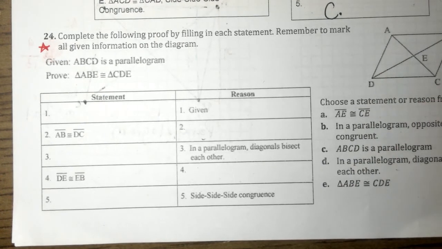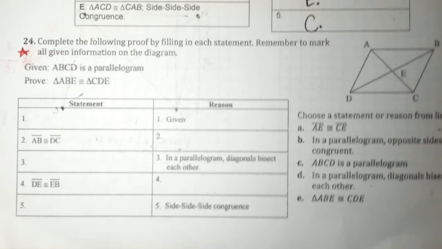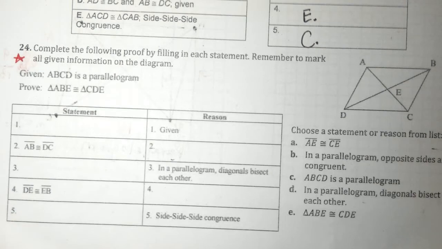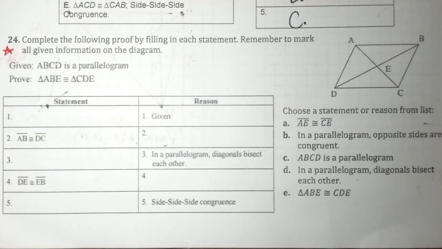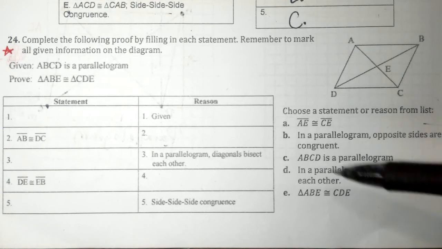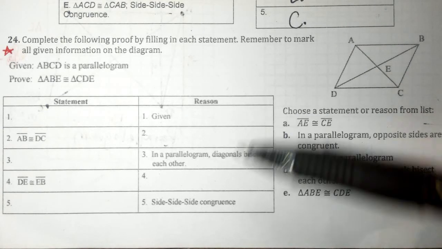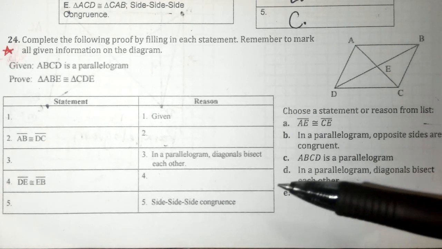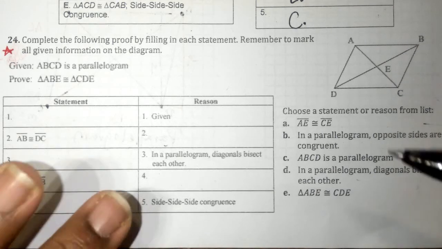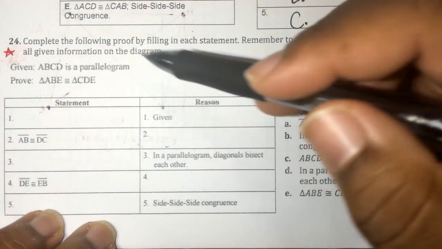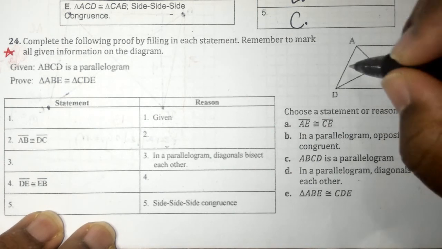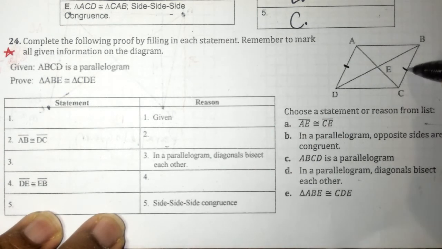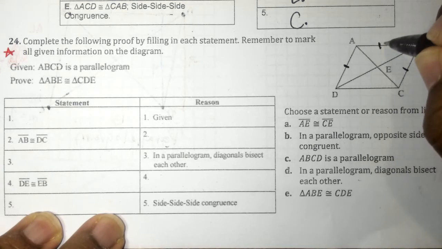Complete the following proof by filling in each statement, remembering to mark all given information on the diagram. Alright. Number 24, another proof. On this one, they give some multiple choice out to the side. We just have to fill in the missing pieces here. Alright. First thing they tell me, ABCD is a parallelogram. So once again, we can mark those opposite sides congruent here and here, here and here.